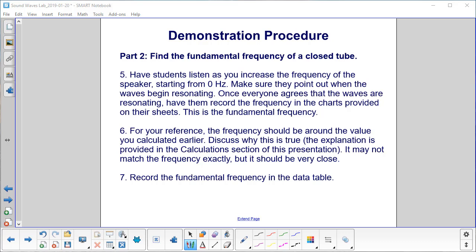For your reference, the frequency should be around the value you calculated earlier. Discuss why this is true. We have the explanation later on in the calculations section. It may not match it exactly, but it should be very close. Record the frequency, the fundamental frequency, in the data table.